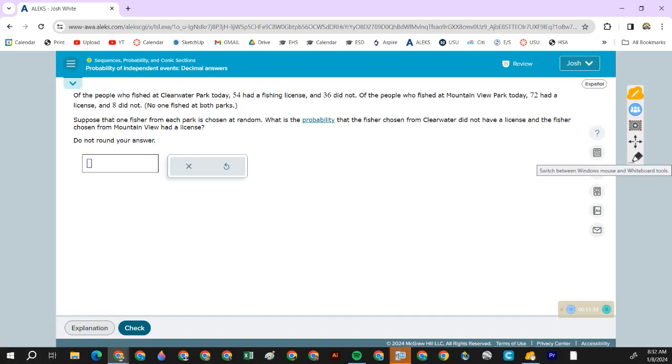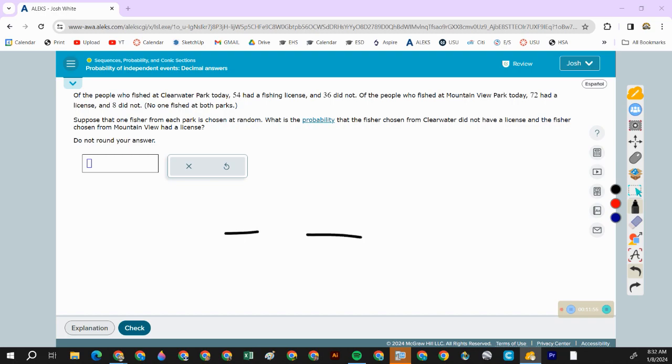Of the people who fished at Clearwater Park today, 54 had licenses and 36 did not. Oh, the lawbreakers. Of the people who fished at Mountain View Park today, 72 had licenses and 8 did not. What is the probability that we choose a non-licensed person and then a licensed person? So this is Clearwater and this is Mountain View. So 54 and 36 add up to 90. And 72 and 8 add up to 80.